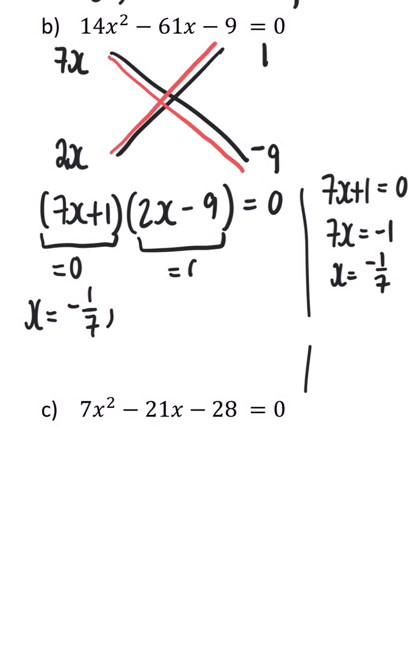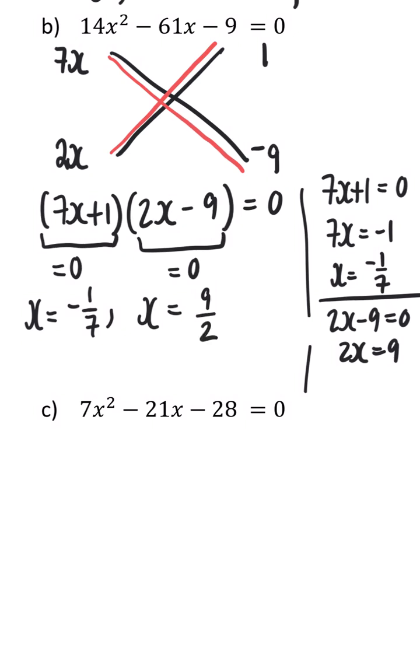And then you do the same thing for this guy, because if we have two numbers, two factors multiplied together, and the answer is 0, then one of these two factors must be equal to 0. So 2x minus 9 equals 0, add 9 to both sides, divide by 2 to get x is equal to 9 over 2 as our second solution.